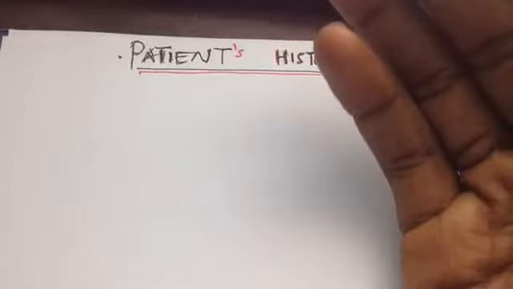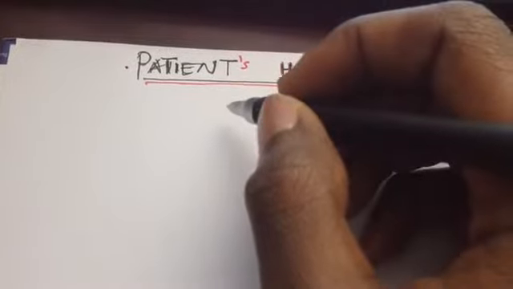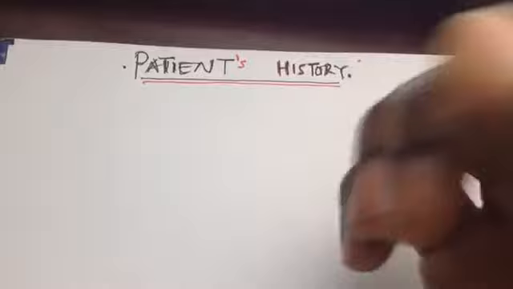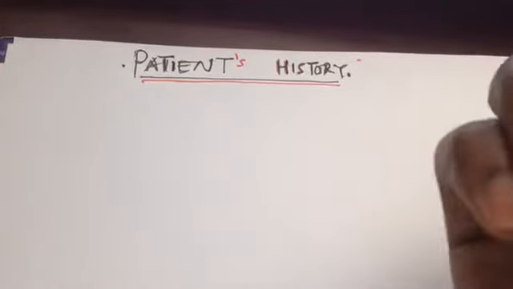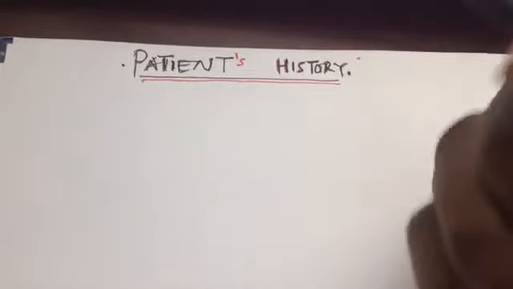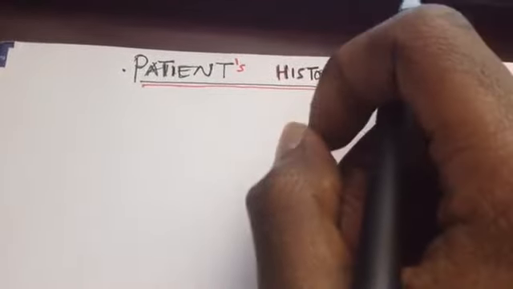Number one, in taking history, we have to make sure that the patient is stable, because you cannot start taking history in a patient who is not stable. For example, someone in shock, someone who has a severe injury, severe trauma due to a motor vehicle accident, or a patient that swallowed a toxin or poison. So you have to resuscitate the patient. You have to make the patient stable, then start taking the history.